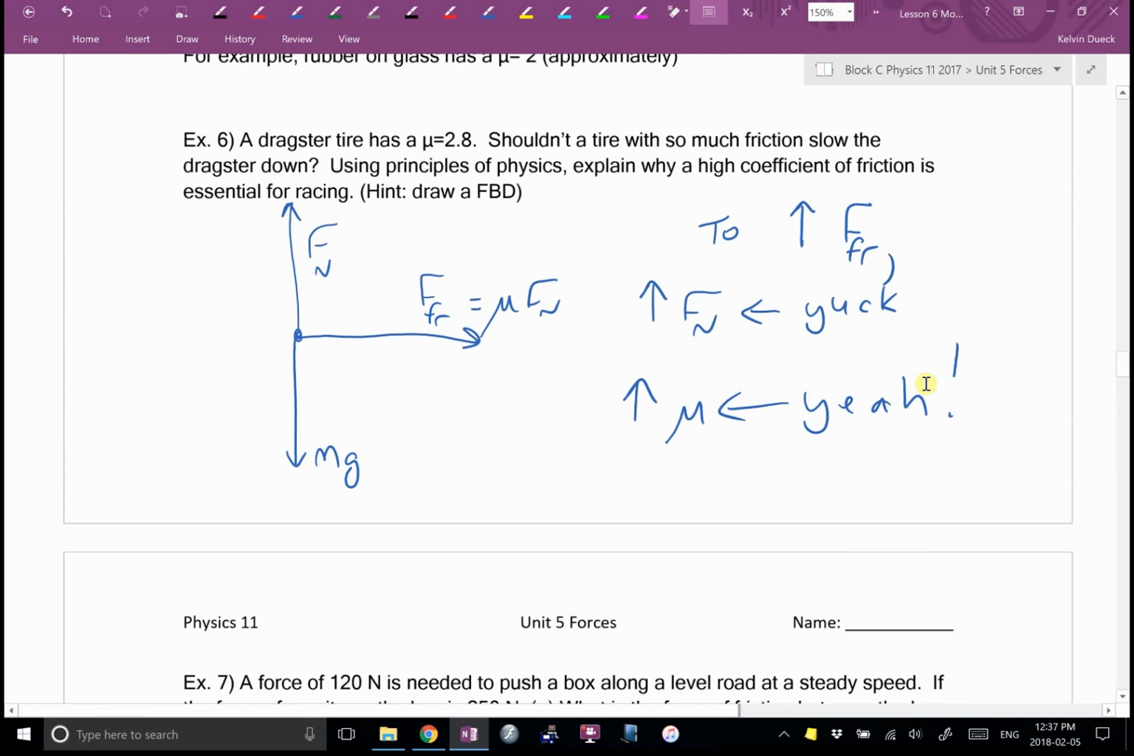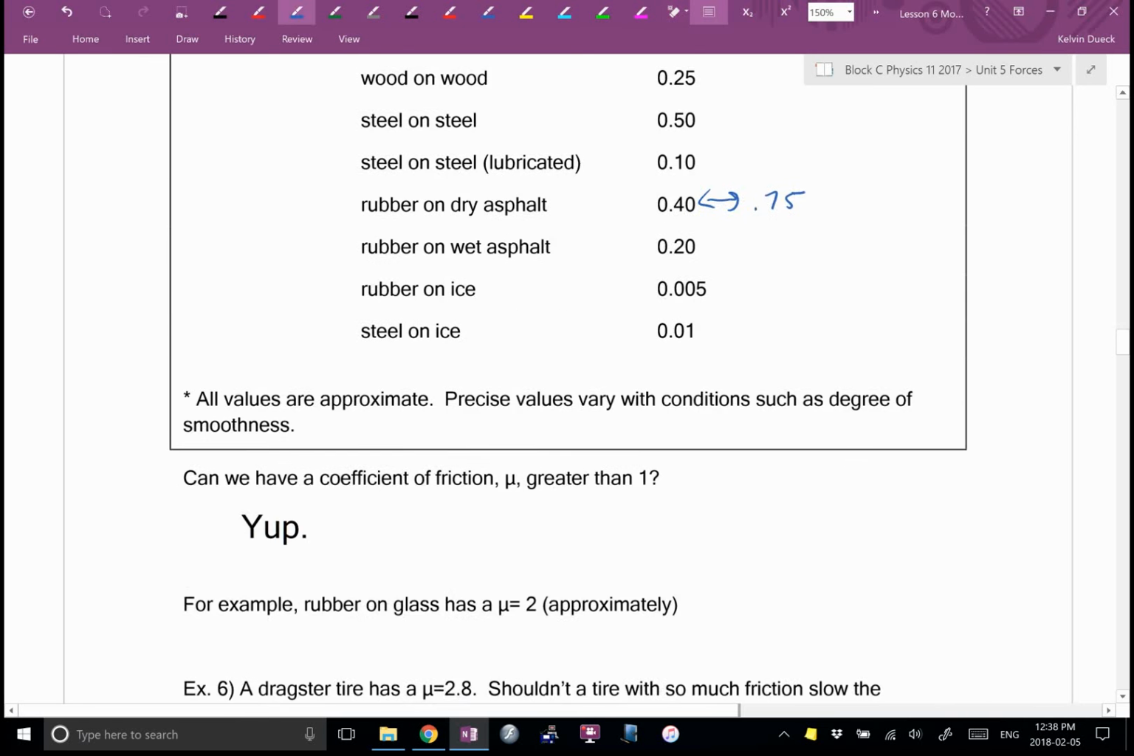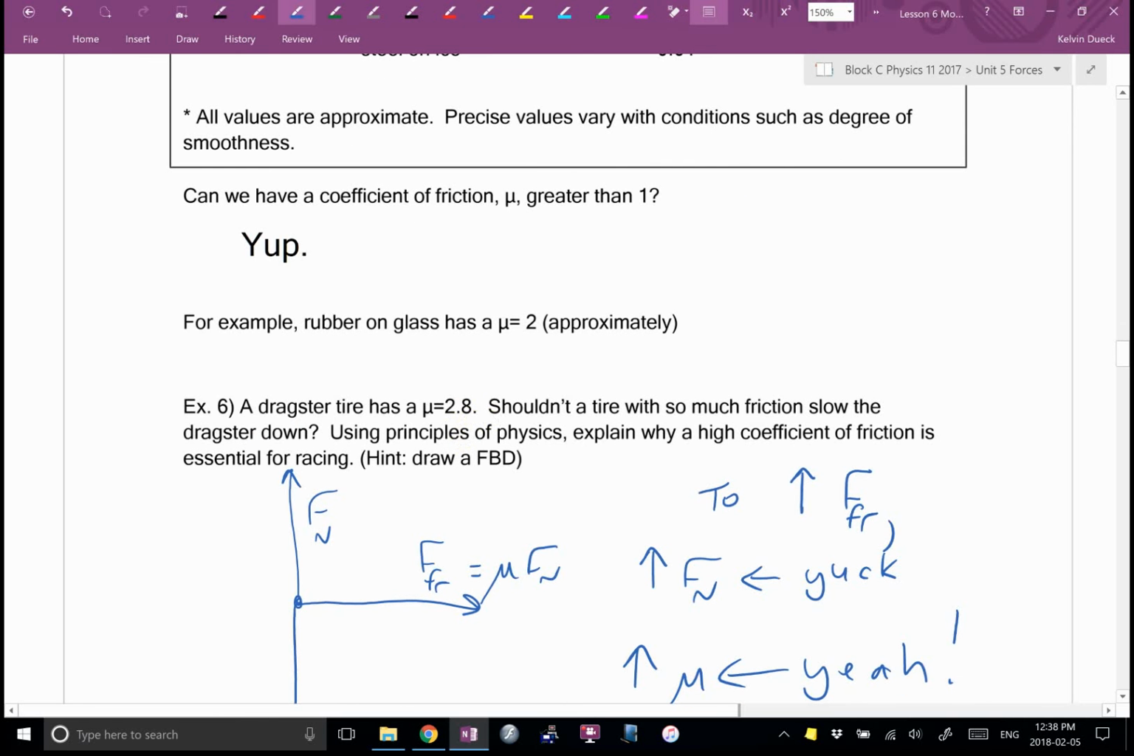Why don't our tires have a coefficient of friction? Because I think I told you, what did I say in the chart? Rubber on dry asphalt, anywhere between 0.4 and 0.75. The problem with this, Emma, is these tires are going to wear out very fast. If you're a dragster company, you can probably afford new tires every race. We can't. And are we going that fast? We don't need it. It would be overkill.